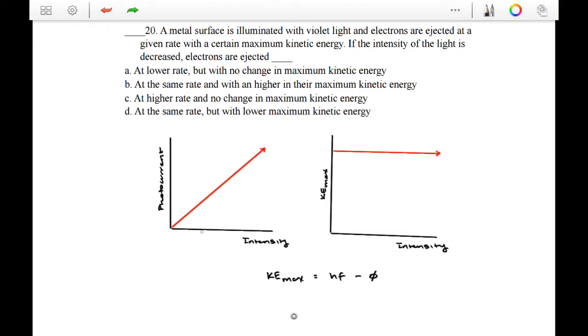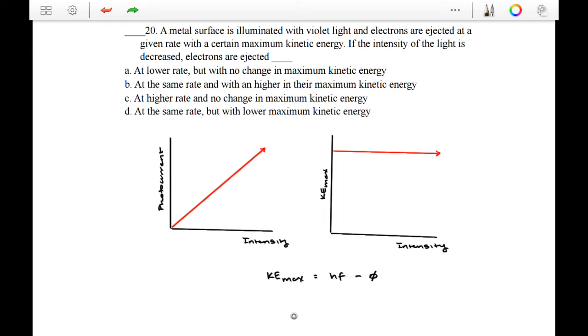As we can see in the graph on the left, we have intensity on the x-axis and the photocurrent on the y-axis, or basically the rate of the electrons being ejected. So we see that as the intensity of the light is increased, the rate of the electrons being ejected is also increasing. So we can say that the opposite is also true, that if the intensity of the light is decreased, then electrons are going to be ejected at a lower rate.